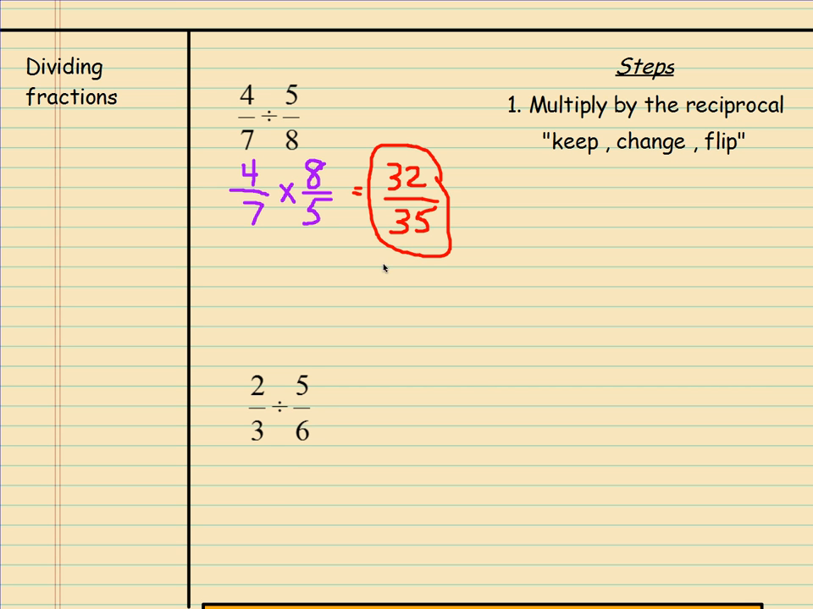Let's look at another example. 2/3 divided by 5/6. Keep, change, flip. Keep the 2/3, change the sign, flip the last fraction. Let's look at this multiplication problem. We know how to multiply, but we also notice that we can simplify. There's a 6 on the numerator, there's a 3 in the denominator. We can divide by 3 on both of these. 6 divided by 3 is 2. 3 divided by 3 is 1. So we're left with 2 times 2 is 4. And on the bottom, 1 times 5 is 5. 4/5 is our answer.